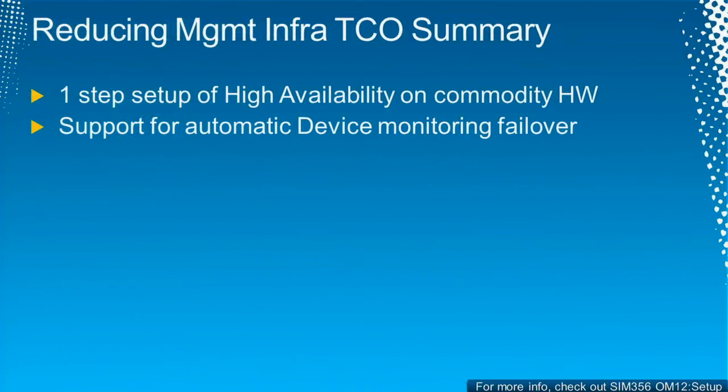So when we talk about reducing the total cost of ownership of the management infrastructure, we're talking about moving from the multiple steps that we have today to set up high availability in Operations Manager to a single step setup of high availability on commodity hardware. Quite a massive step, I think. And we also introduced support for automatic device monitoring failover, which makes it a lot more compelling a proposition. And when we talk a little more about the network device management advancements in the product today, you'll understand more about where that fits in also.